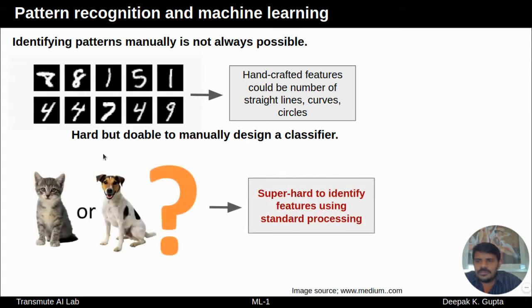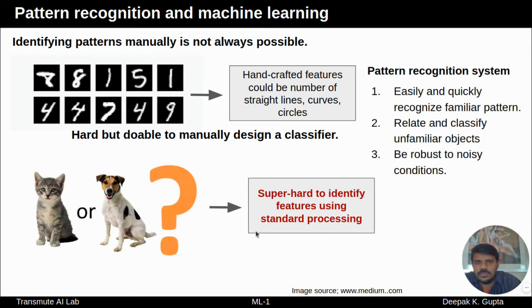But what about this case? We have a cat and we have a dog. Can we easily come up with simple features like lines, curves, or circles that can differentiate the two? There can always be more samples of dogs which look visually very similar to these cats. So it's not easy to come up with those manual features. In this case, we don't have the choice of building handcrafted features, and we have to rely on the data. It's super hard to identify features using the standard processing techniques. That is where machine learning comes to the rescue.